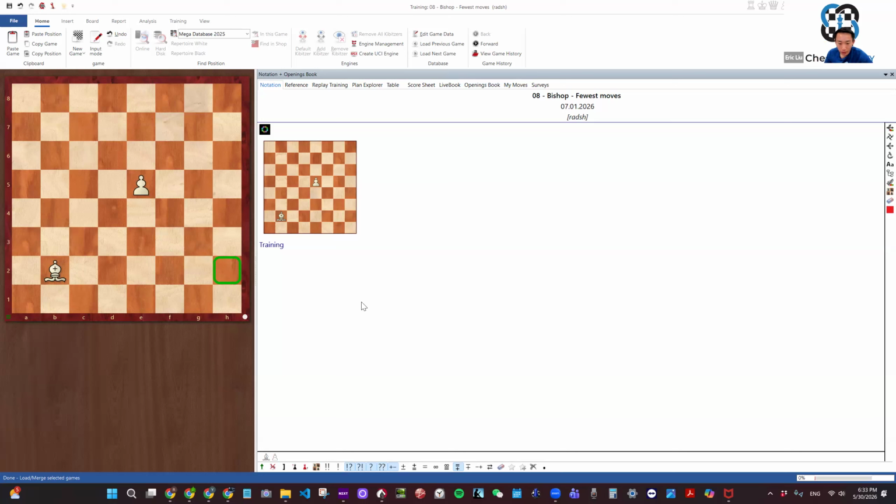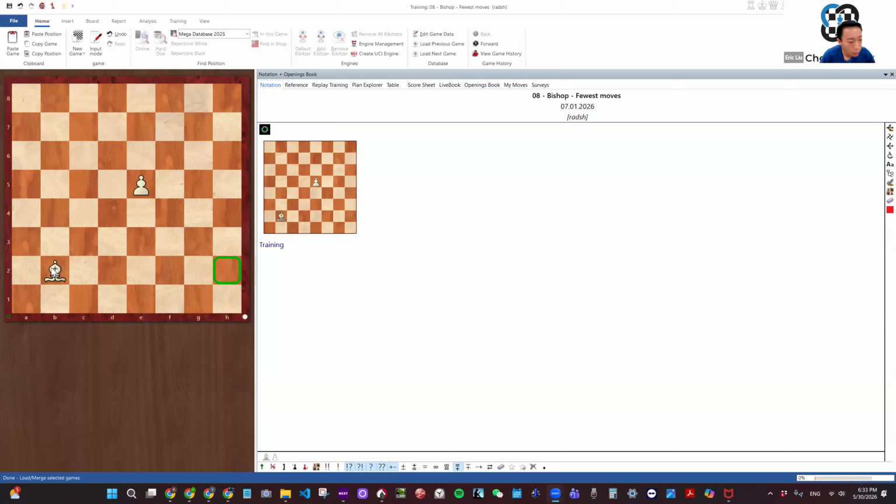Yes, we have one correct path, but there's actually 2 correct paths. Are you guys able to figure out the second correct path? The second fastest path? Yes, very good. There's 2 ways.